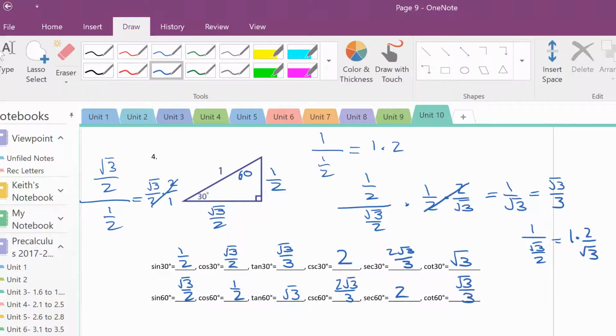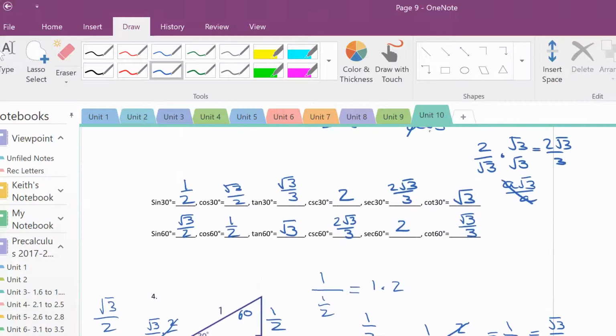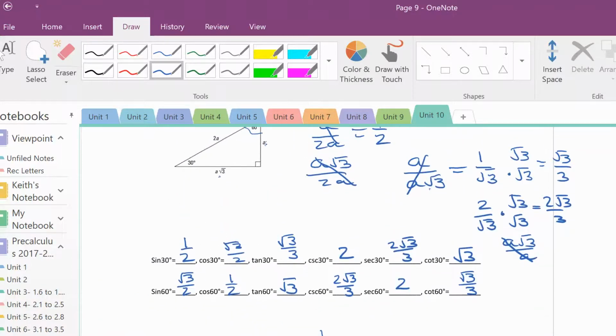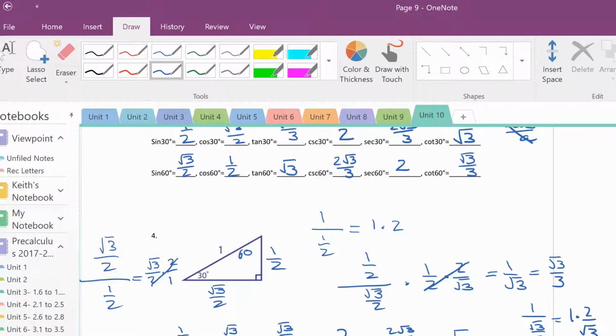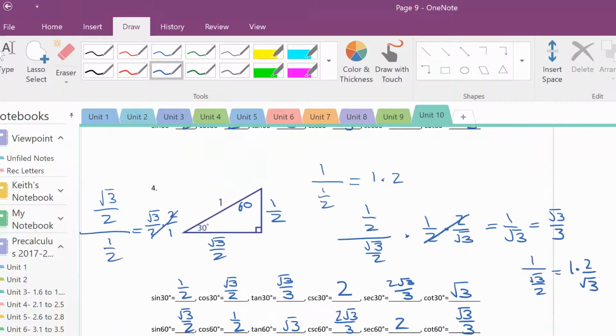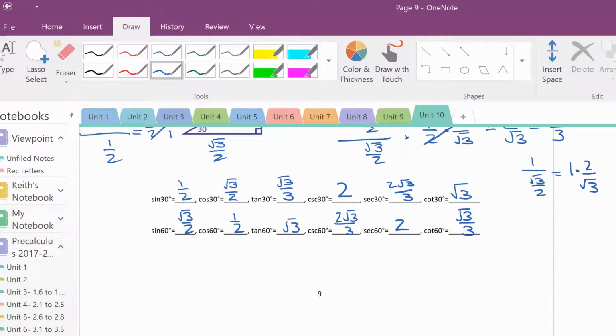So notice it's the same ratios that you got up here. So it goes just like with 45, 45, 90, with 30, 60, 90, whatever the sides are, the ratio for sine, cosine of 30, and sine, cosine of 60, and all of them is going to be the same no matter what the sides are.